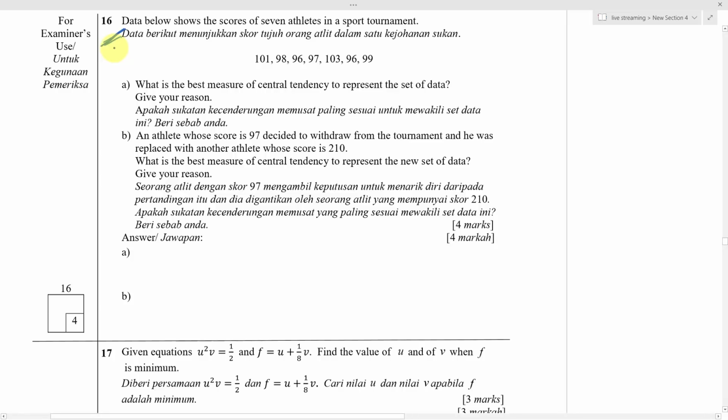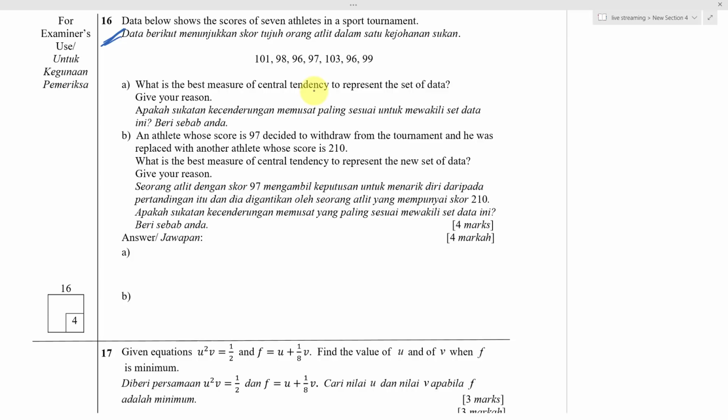Alright, so the data below actually show the score of the 7 athletes in the sport tournament. So you have the 7 scores over here. What is the best measure of the central tendency to represent the set of data? I guess the measurement they're trying to say is about mean, mode, and median.